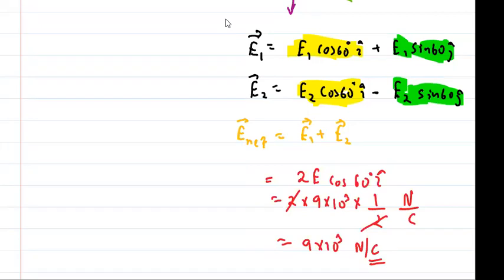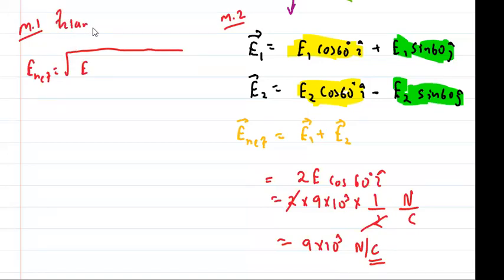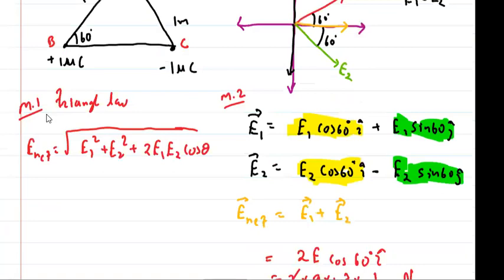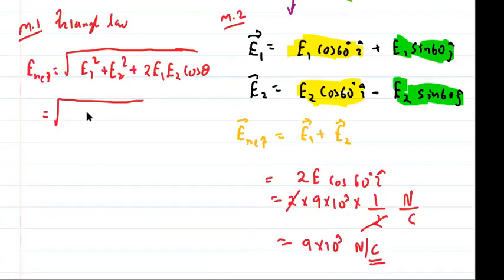Take a time. This was method 2. What was method 1? E net is equal to what? Root of, using triangle law or parallelogram law, E1 square plus E2 square plus 2E1 E2 cos theta, right? And since E1 and E2 are equal, it is written as root of E square plus E square plus 2E square.